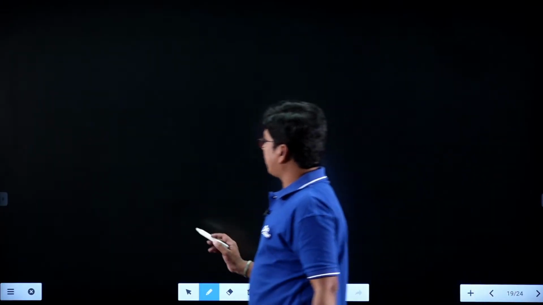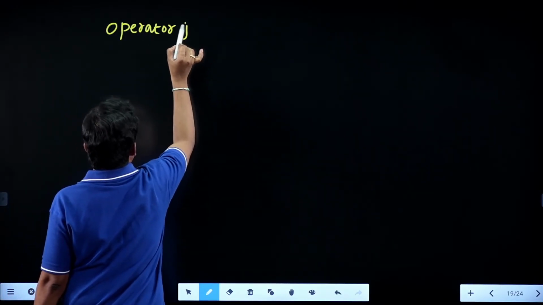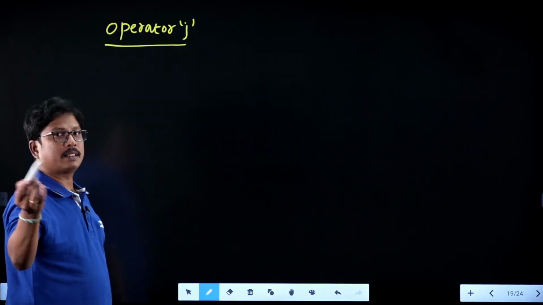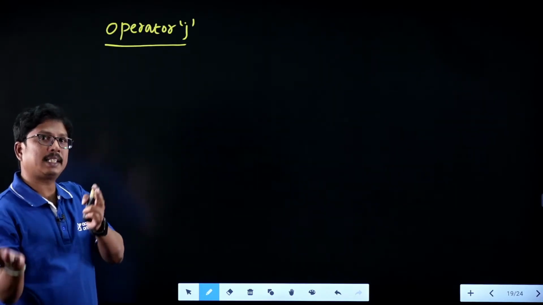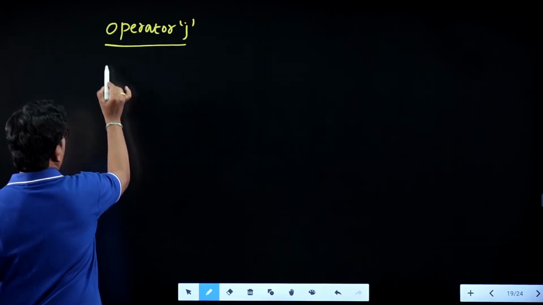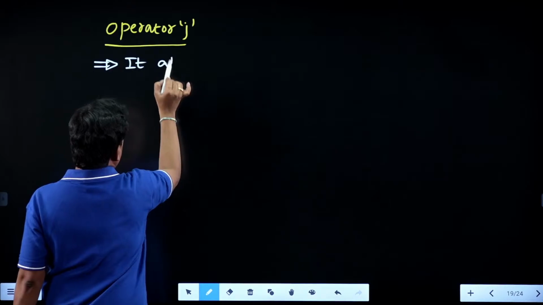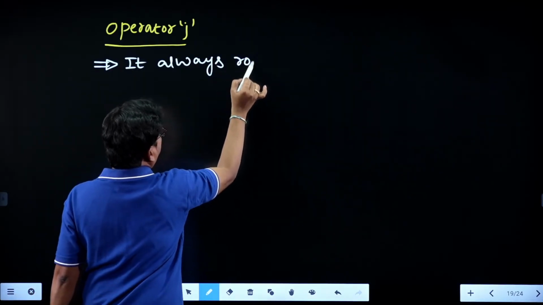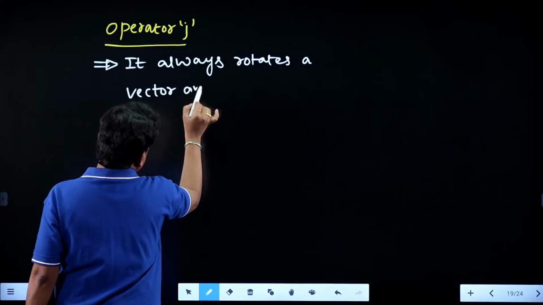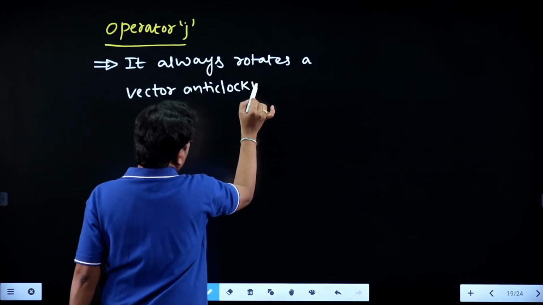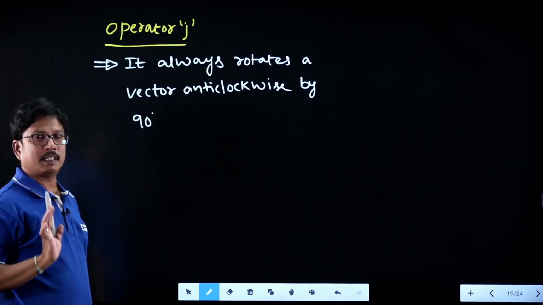If you see operator J, first of all, operator J is a complex parameter, that is R plus J XL, right? So J always rotates a vector anti-clockwise by 90 degrees. It always rotates a vector anti-clockwise by 90 degrees.